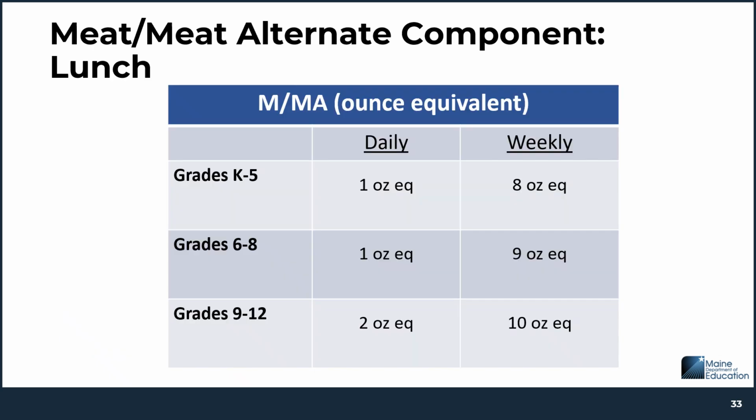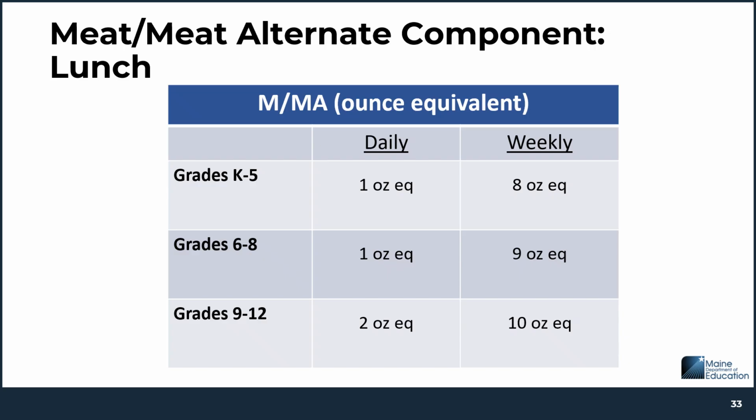The meat alternate component is a required component for school lunch. Like many of the other components, there are both daily and weekly minimum requirements that have to be met. So for grades K through 8, you must offer at least 1 ounce equivalent of meat alternate at lunch every day. For grades 9 through 12, you must offer at least 2 ounce equivalents of meat alternate each day.